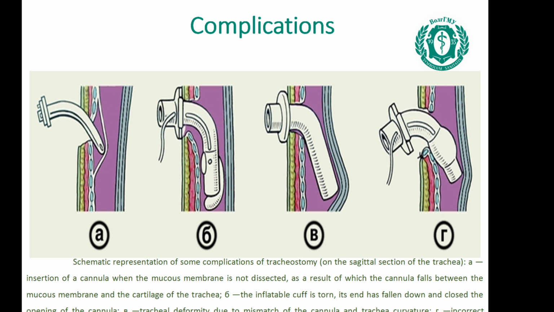B. The inflatable cuff is torn, its end has fallen down and closed the opening of the cannula. C. Tracheal deformity due to mismatch of the cannula and trachea curvature. F. Incorrect position of the cannula in which it's lower and injures the posterior wall of the trachea.